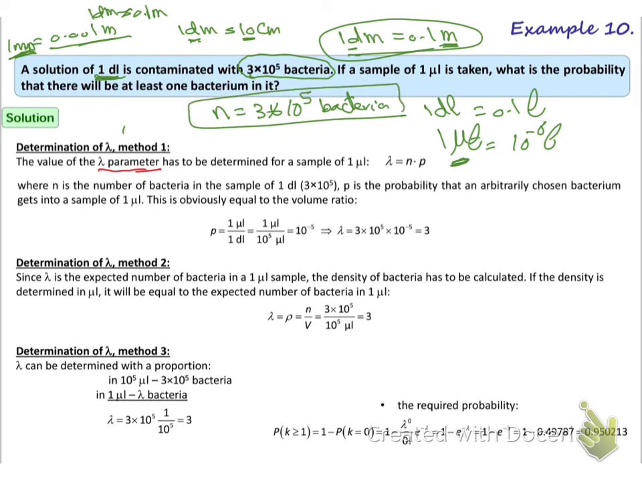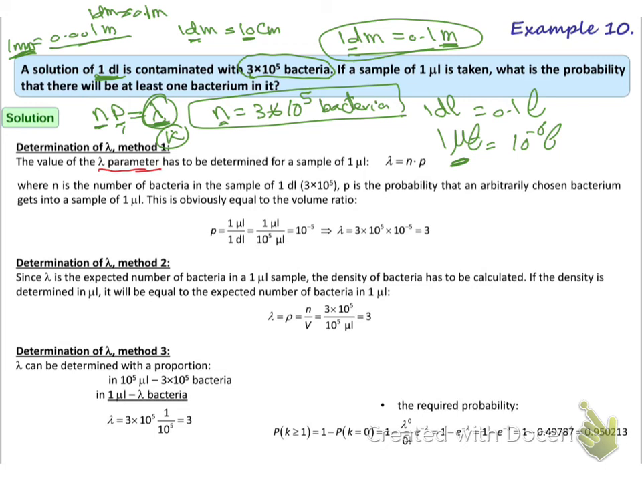Since it is a huge N, we may be using the Poisson distribution. In order to use Poisson, I need N and P to get lambda. Then I need K, because I need only lambda and K. In order to get lambda, I need N and P. I have already N, so I need P.